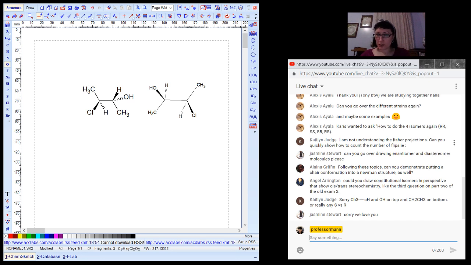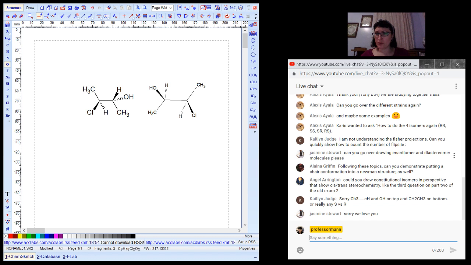Let's see, Fischer projections. Can you quickly show how to count the number of flips? Okay, Caitlin, I need you to try and rephrase that question because what you wrote doesn't make any sense. When we're talking about flipping a molecule, we're talking about cyclohexane chair conformations, but your question doesn't seem to indicate anything like that, and any S versus R. So I'm not exactly sure what you're asking me. So submit again, ask me again.